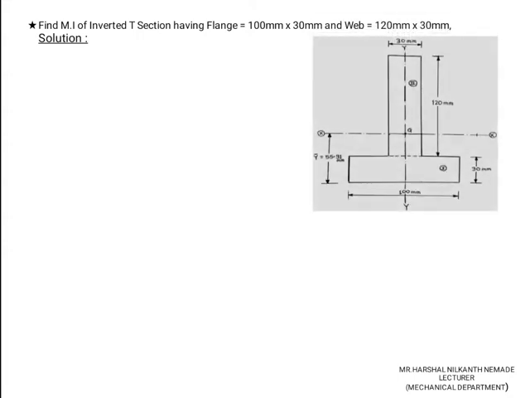Next numerical: find the moment of inertia of an inverted T section having flange equal to 100 mm into 30 mm and web 120 mm into 30 mm. Solution: so I have drawn the figure. Bottom flange is 100 into 30 and top flange is 120 into 30 web.